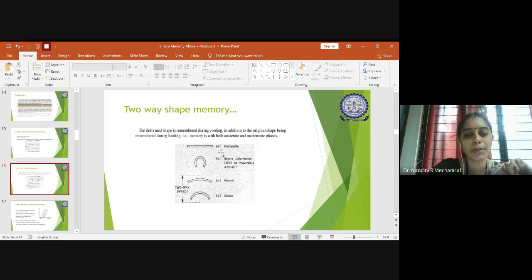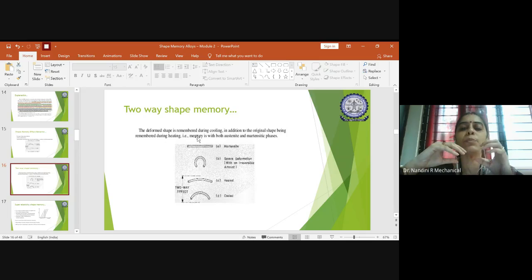So next is the two-way shape memory effect. What happens in the two-way shape memory effect is that the deformed shape is remembered during the cooling, and in addition, the original shape is remembered during the heating. It means the material has two memory capabilities here. One is in the regular room temperature. When it is subjected to heating, it gets the austenite phase. So the deformation which comes into the body due to heating, even that is remembered. And when it is cooled, the state of the material, even that is remembered.